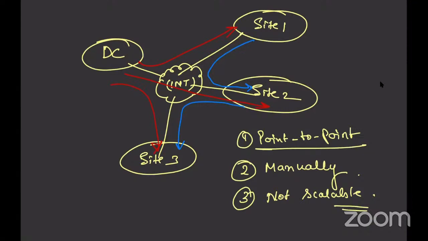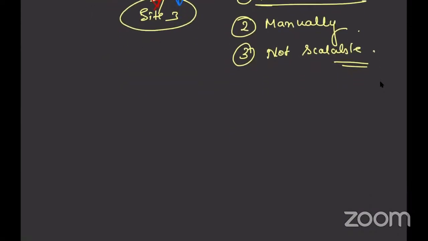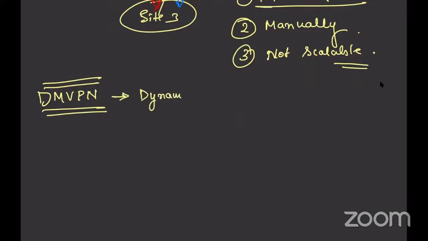To overcome this, in 2000 Cisco introduced DMVPN as a technology for the same purpose, which is still used a lot nowadays. So DMVPN stands for Dynamic Multipoint VPN, and VPN, everyone knows, is virtual private network, right?